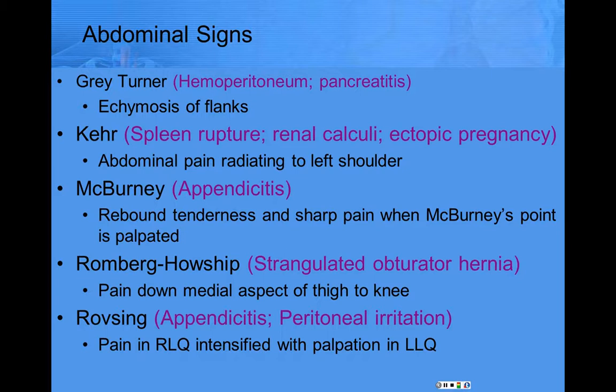Rovsing's sign is also an indication of either appendicitis or peritoneal irritation, which is pain in the right lower quadrant, which is intensified when you palpate in the left lower quadrant. So in other words, if you press in the left lower quadrant, the patient will feel the pain more in the right lower quadrant. That's what we call Rovsing's sign.